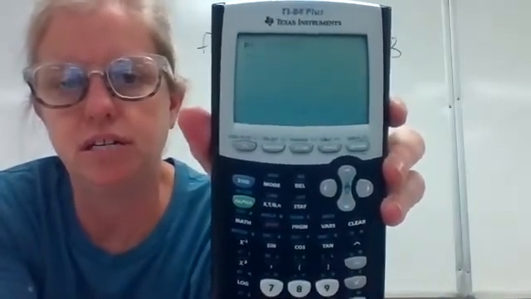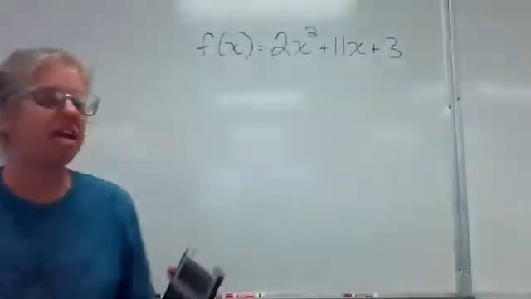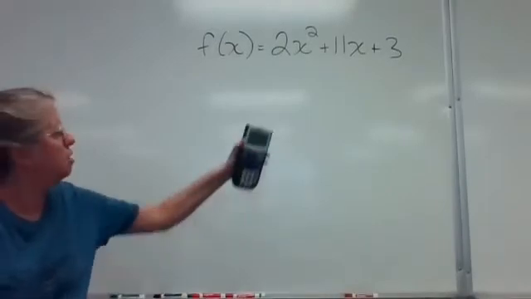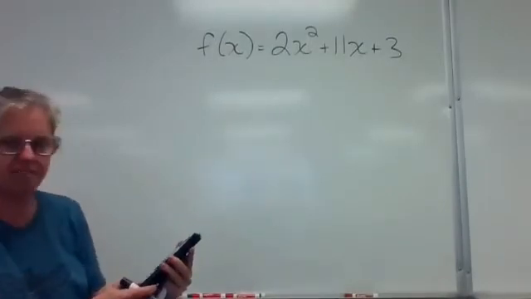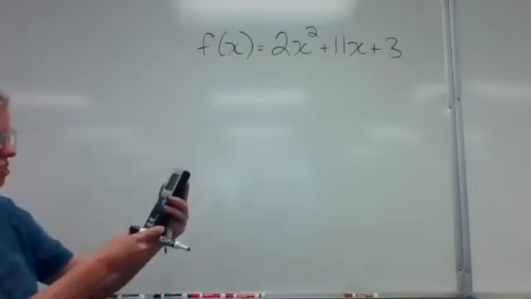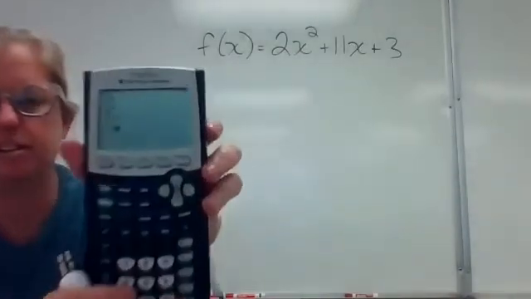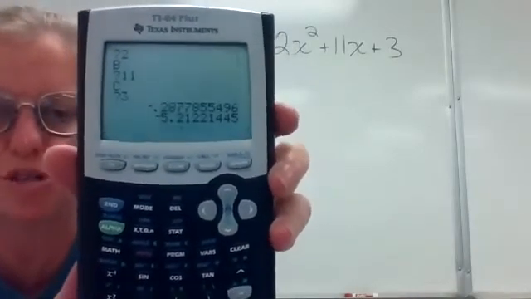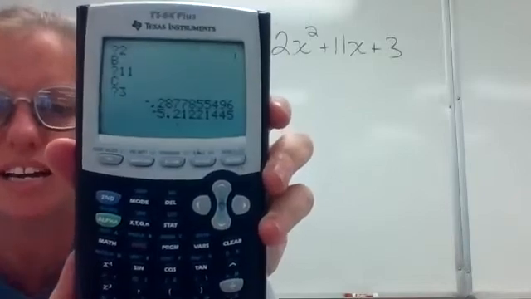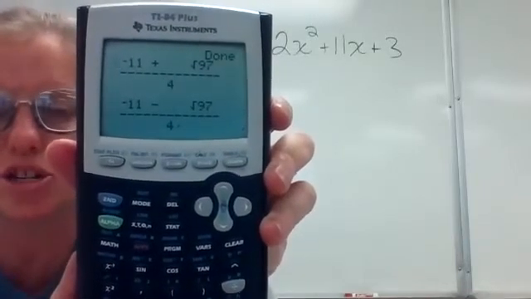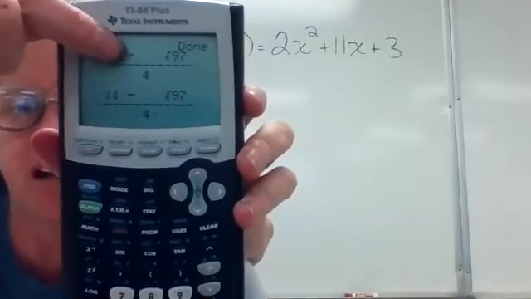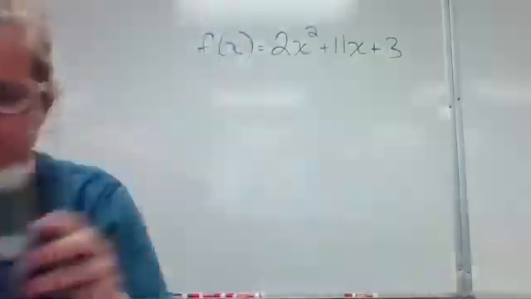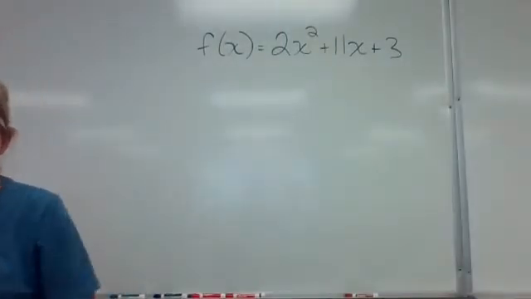enter, enter, and then typing in your A, B, and C. Remember, A is in front of x squared, so it's 2. B is in front of x, so it's 11. C is your constant, which is +3. It's going to give you a decimal answer first, and you won't see that in any of your multiple choice, but if you hit enter again, there is the two solutions, -11 plus and minus the square root of 97 over 4.